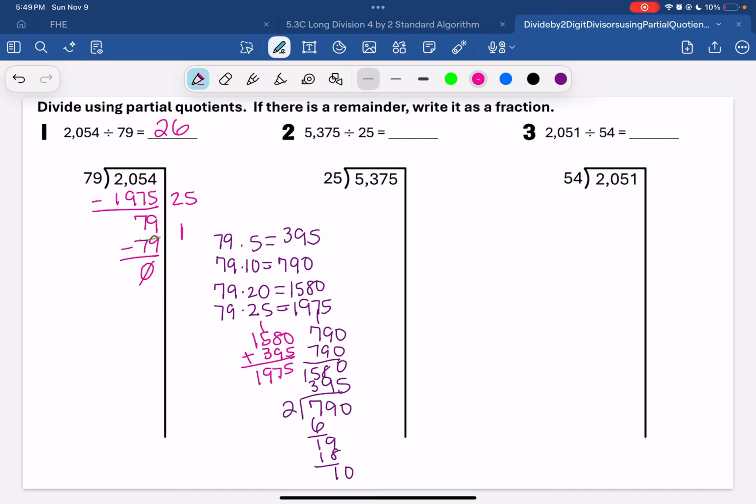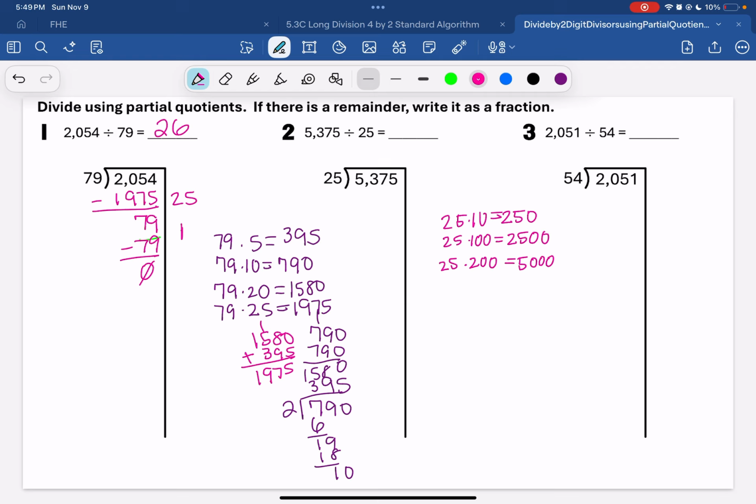Now we're going to do the exact same process with the 25. So 25 times 10 gives me 250. 25 times 100 gives me 2500. There's no rule of what to use. I just feel like this is easier for kids with the powers of 10. Now, I want to double the 2500, so that means I have to double the 100 to get 200, because I want to get as close as I can to that dividend.